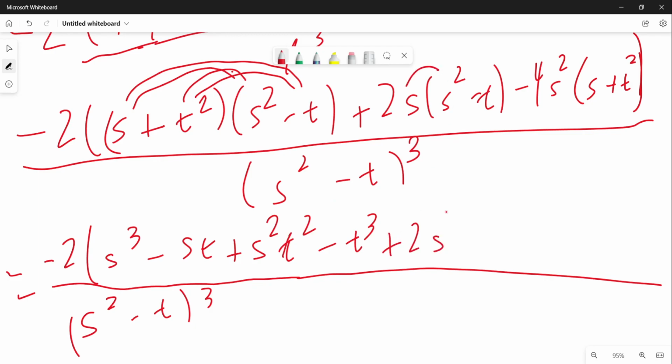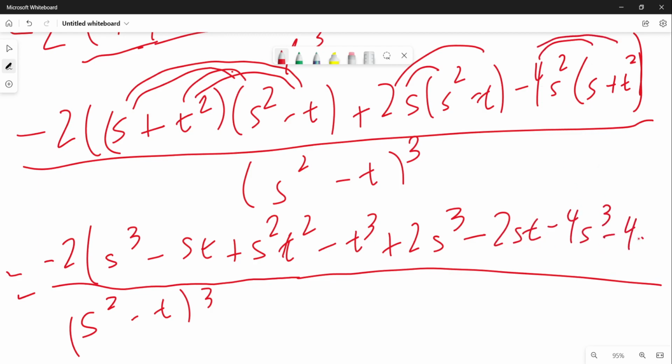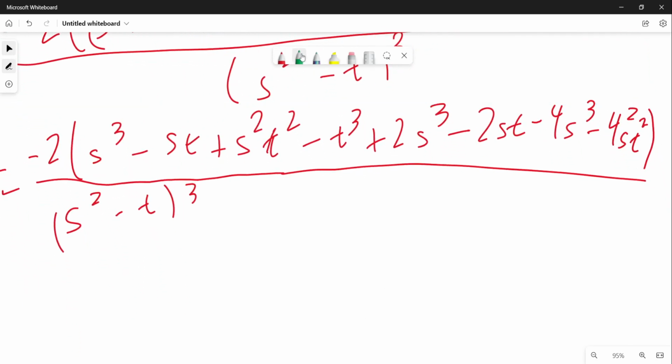plus 2s cubed minus 2st minus 4s cubed minus 4s squared t squared. I'm feeling better at least because when I tried this earlier I had a 5th power somewhere and I don't know where that came from. So let's see, does anything cancel out from this? I don't think anything cancels completely, but there are definitely some terms that can be combined.